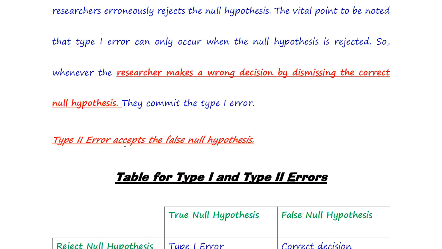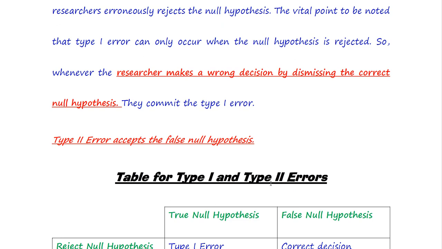Type second error, in type second error, we accept the false null hypothesis. Any researcher, if he accepts a false null hypothesis, he commits type second error.